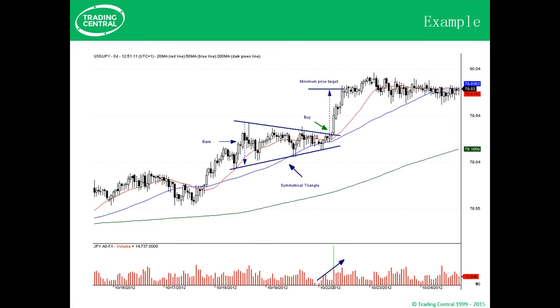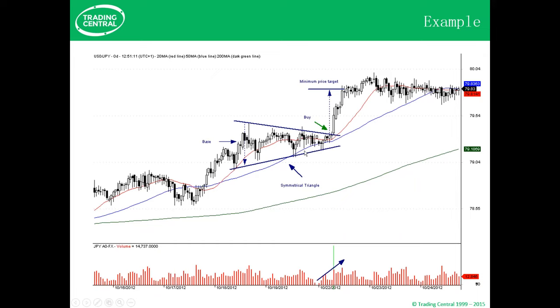Let's see this example. You can see that for the Japanese yen, there is a symmetric triangle here. The volume is highest here, and then keeps dropping, with no more than the previous one. You can see that when it breaks out here, the price starts to rise, and at the breakout the volume is the heaviest, heavier than before. This can be a good buying signal, because the breakout comes with high volume.